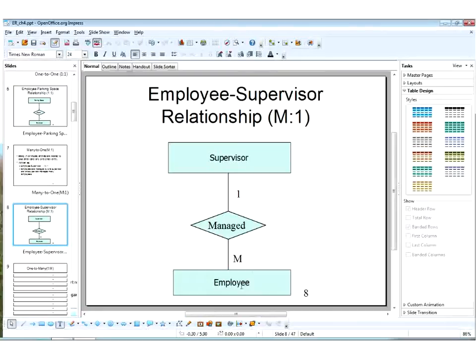There we go. Many employees, one or more, can be managed by only one supervisor. One supervisor can manage one or more employees. Okay? Notice we have the partial participation. So, can. M and one. So many employees to one supervisor, to many employees.